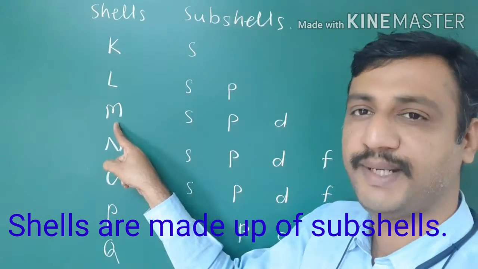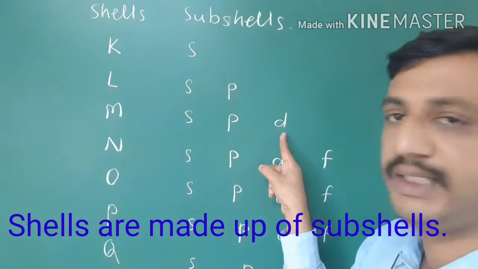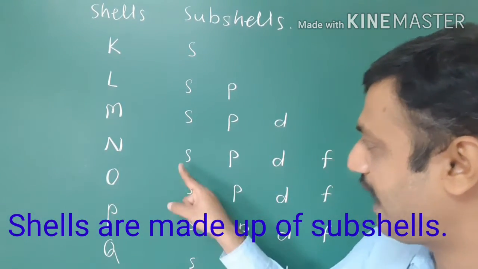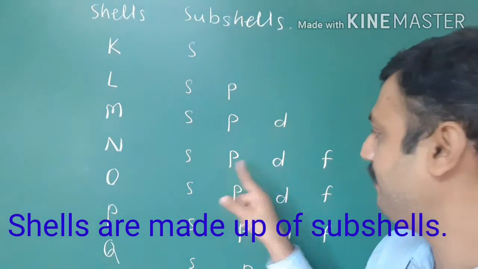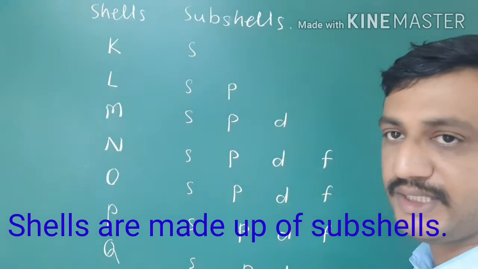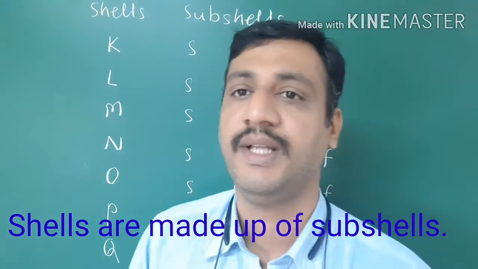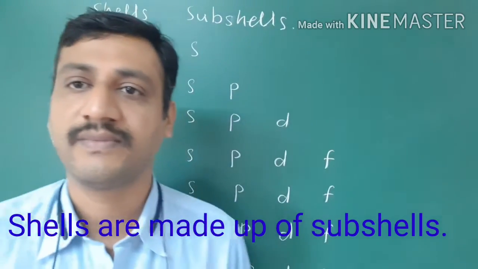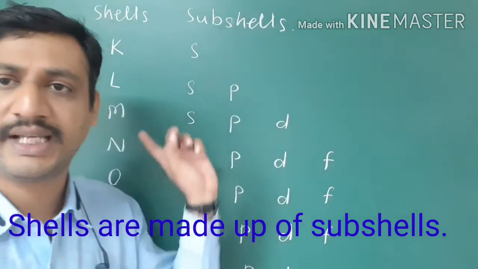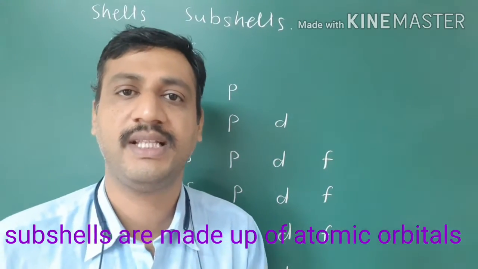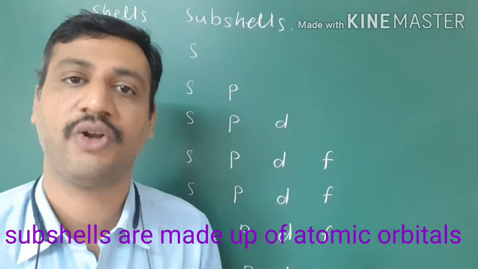Then M shell is made up of S, P and D subshells. Okay, and N and all remaining shells are made up of S, P, D and F subshells. These are the subshells. This is the first thing. Now the second thing is that firstly we learned shells are made up of subshells. Now the second thing is that subshells are made up of the atomic orbitals.